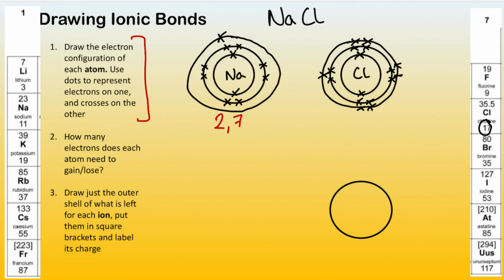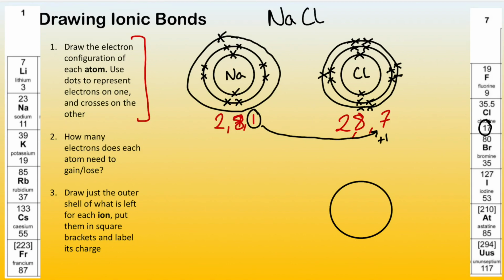Sodium here, for example, has 2, 8, 1, whereas chlorine has 2, 8, 7. So the sodium needs to lose this 1 electron, and chlorine needs to gain 1 more to have a full outer shell. That's what it's all about, getting a full outer shell. So the sodium here can donate 1 electron to this chlorine for them both to then be stable.